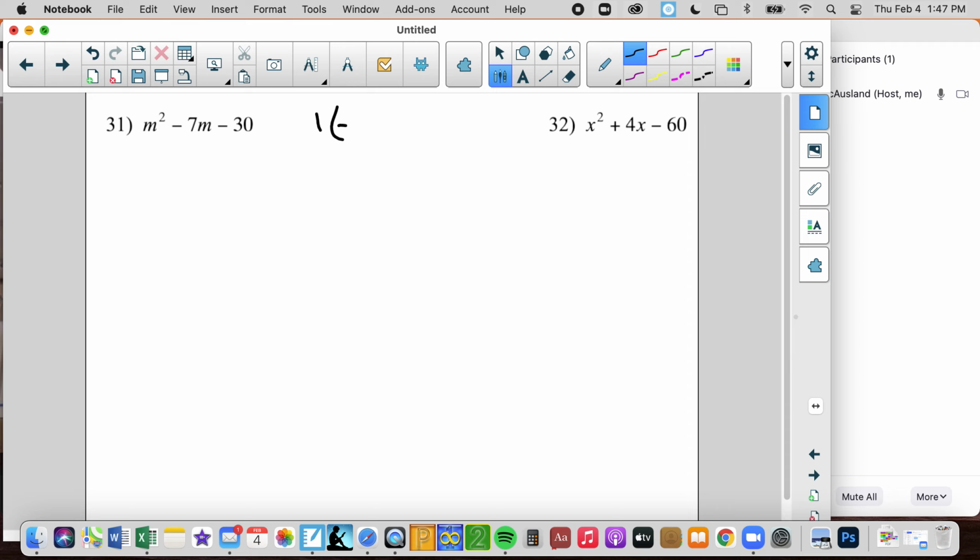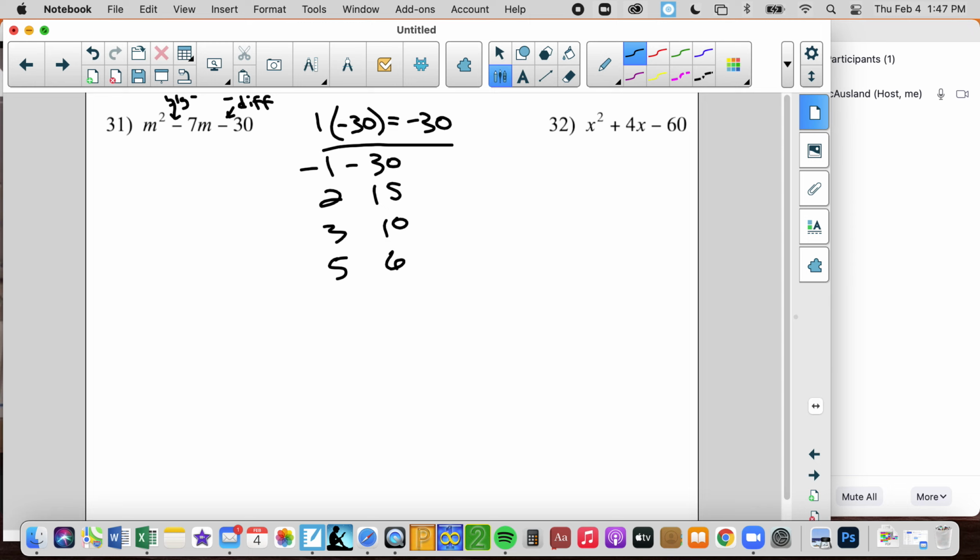So let's do a times c. A is 1, c is negative 30, so this gives me negative 30. Factors of 30 are 1 and 30, 2 and 15, 3 and 10, 5 and 6. Signs are different. So when that is a negative, we know my signs are going to be different. And I look here and I know that the bigger is negative. So we have 1 and 30. 30 is more than 1, so the bigger of these two gets the negative.